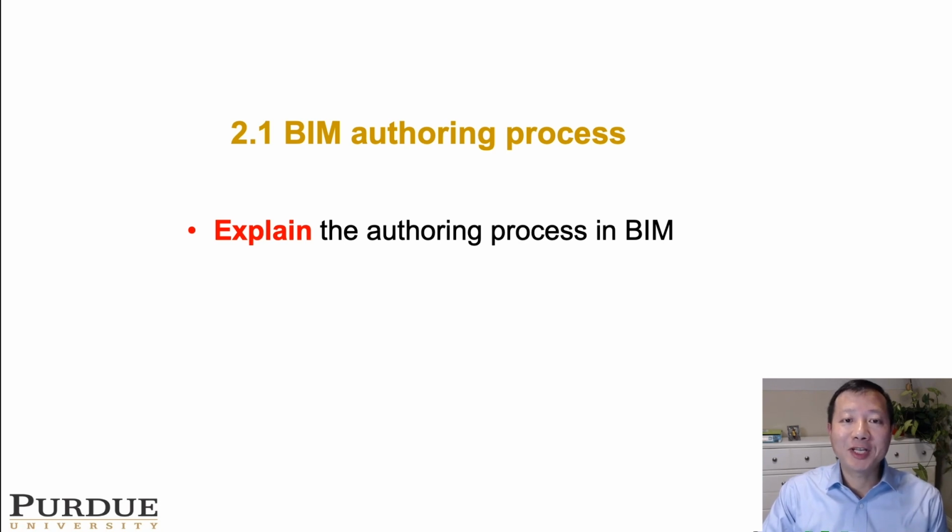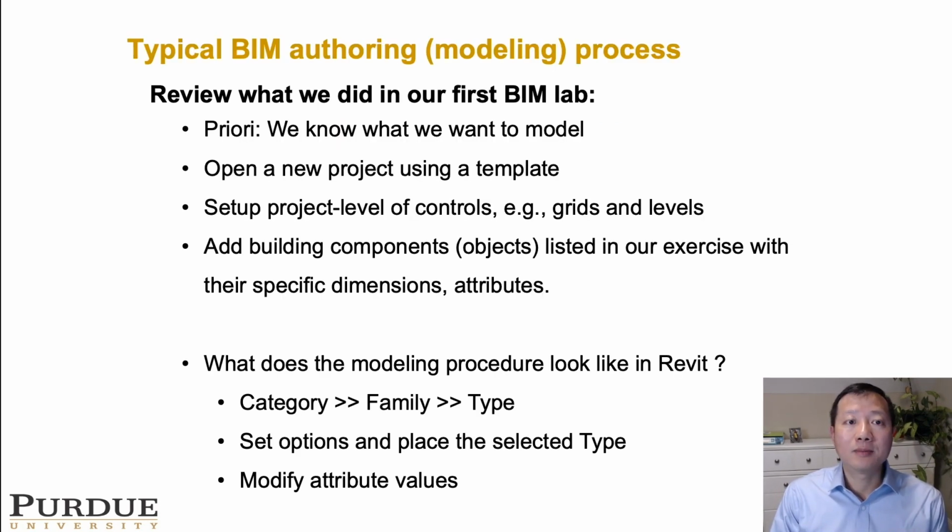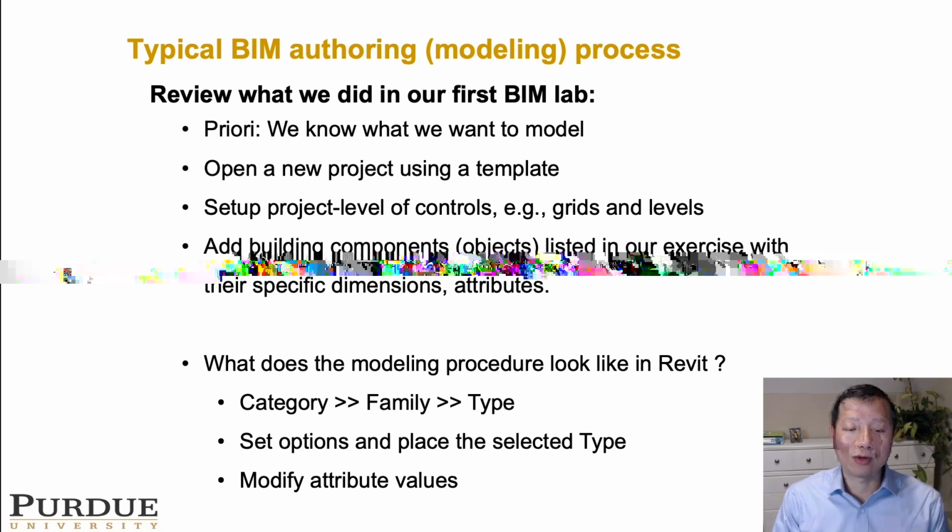Hello. In this video, we will be explaining the typical BIM authoring process. Let us start by reviewing what we did in our very first BIM lab. In that lab, we know what we want to model, which becomes our prior knowledge. And then we open a new project using a chosen template, set up project-level controls such as grids and levels. And then we add building components or objects listed in our exercise with their specific dimensions and attributes.